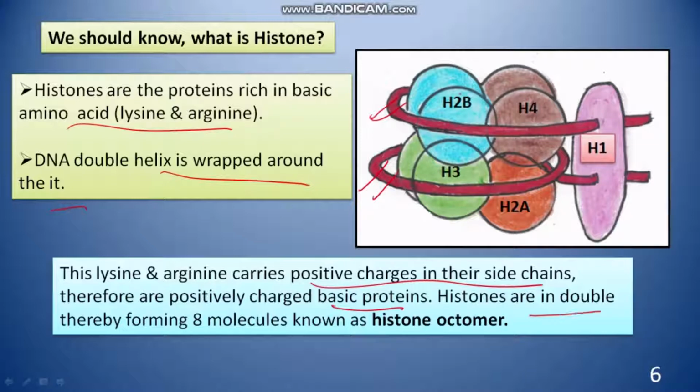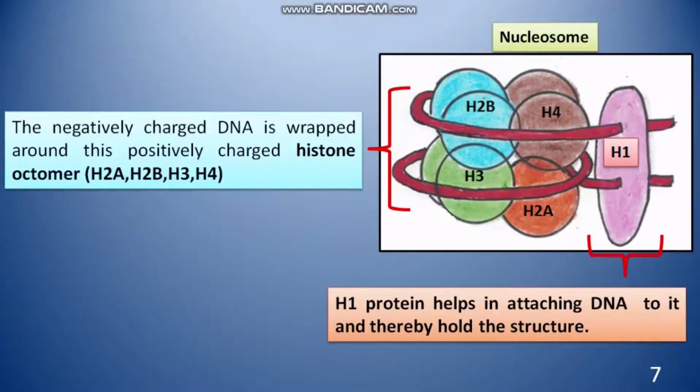Histones come in pairs, forming this. This is histone H2B, H2A, H3, and H4, and they are all in doubles. You can see it all in doubles. When they double, they form 8 molecules of histone, the histone octamer. And this negatively charged DNA is then wrapped around this positively charged histone. There are H2A, H2B, H3, and H4. You can see it here in the figure.